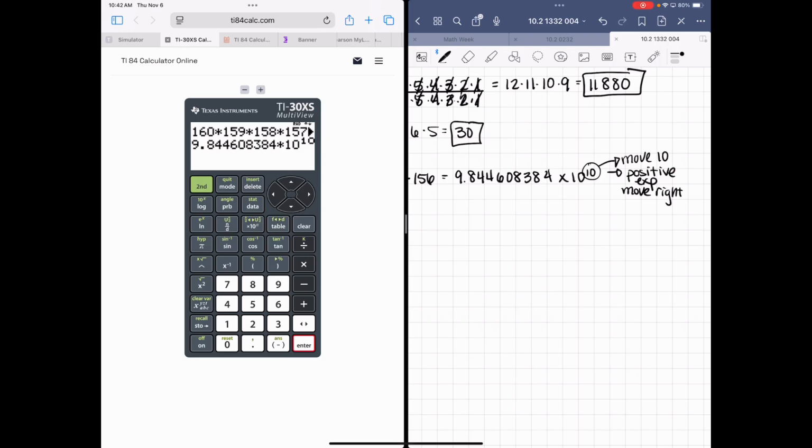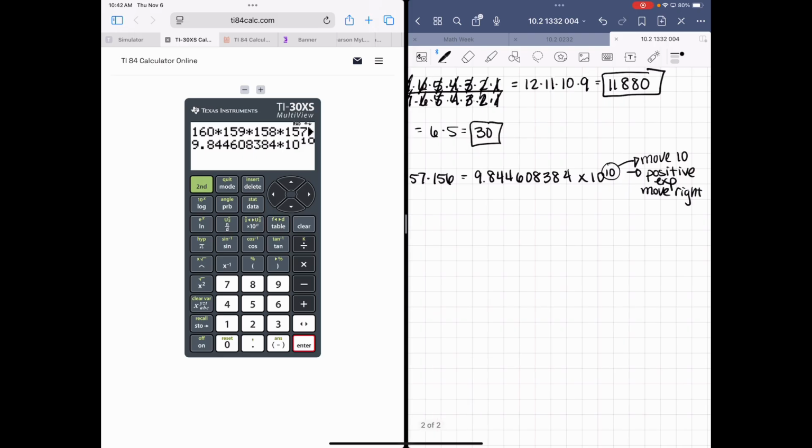Move 10. There's only 9 numbers, so just assume the last is a 0, because the calculator can only display that many digits. So when we go to move this, I'm going to rewrite it so you can see what happens. 384, did I get them all? 844, 608, 384. And we're supposed to move 10, so I go 1, 2, 3, 4, 5, 6, 7, 8, 9, and I got to move one more, 10. So I've got an empty spot there, and in that empty spot, I have to put a 0.